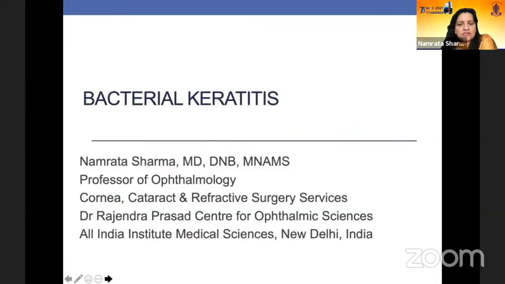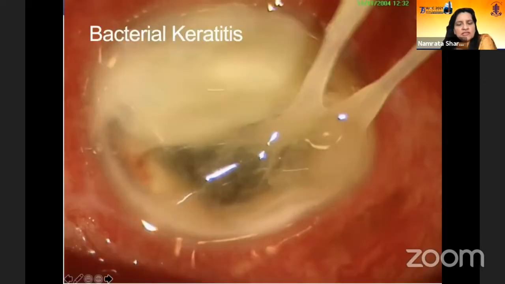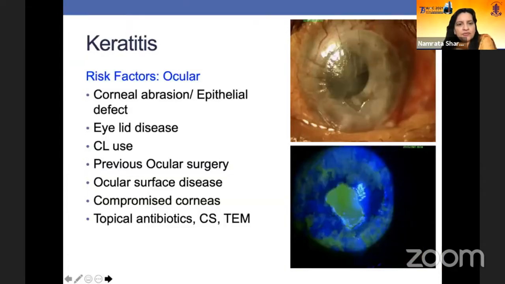In bacterial keratitis, I will cover the workup of a case of keratitis. There are no financial interests or disclosures, and this is essentially how a classical case of Pseudomonas bacterial keratitis would look like. And these are the risk factors. The risk factors can be ocular or systemic. The ocular include corneal abrasion or epithelial defect, eyelid disease, use of contact lens, previous ocular surgery, ocular surface disease, compromised corneas, and also the injudicious use of topical antibiotics, corticosteroids, or traditional eye medicine.